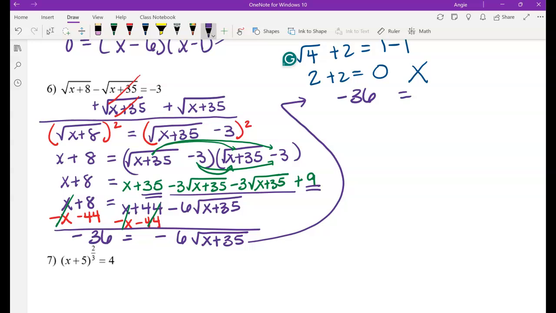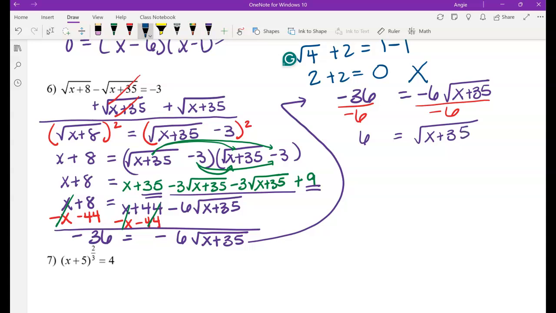Next, I'm still going to isolate, students, the square root of x plus 35. So naturally, we are going to divide both sides by the -6, okay? But let me copy that down first. Okay, so now we are going to divide this by -6, divide this by -6. Well, -36 divided by -6, that's now a +6 over here. The radical is completely by itself. Okay, so we're going to square it again.